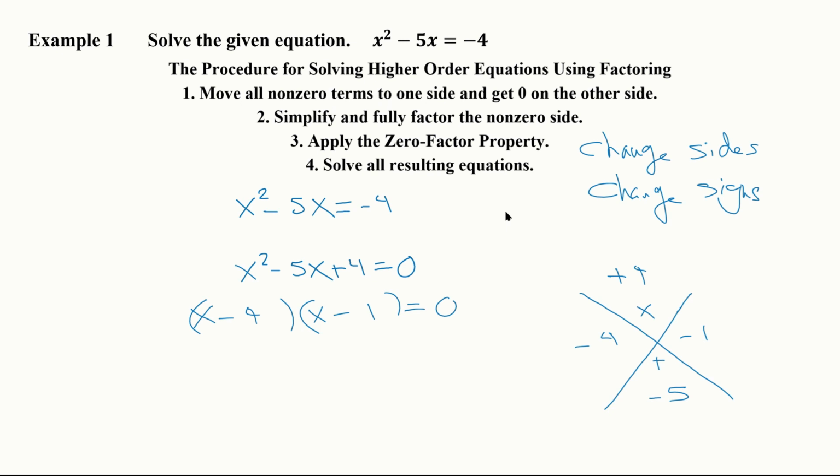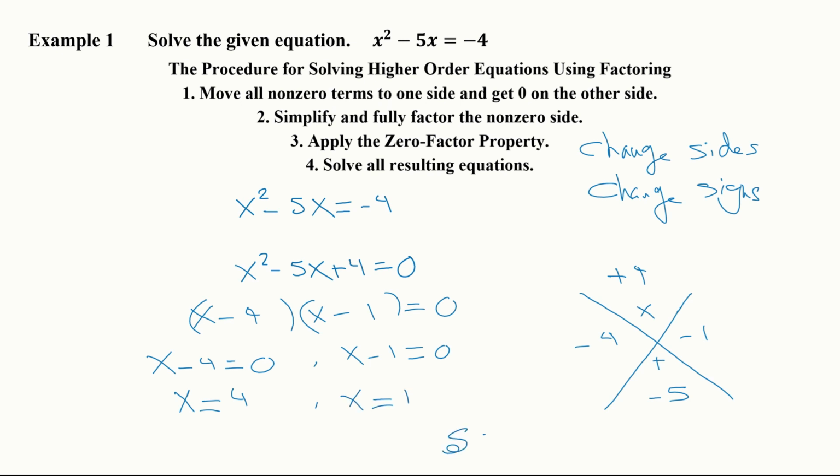So now we go ahead and apply the zero factor property, right? So we took care of steps 1 and 2. Now we're on step 3. We're going to go ahead and set each factor equal to 0 because we have a product of two factors that's 0. So either this factor is 0 or this factor is 0. So like so. So this one, when we solve, now we're on step 4. We're just solving all the resulting equations. So we get x equals 4 or x equals 1.